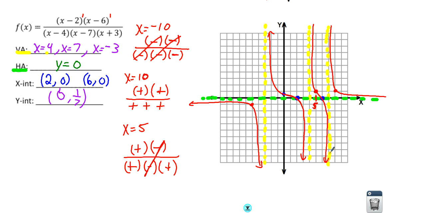And that is how you graph rational functions using the horizontal asymptote, the vertical asymptotes, the x and the y intercepts.